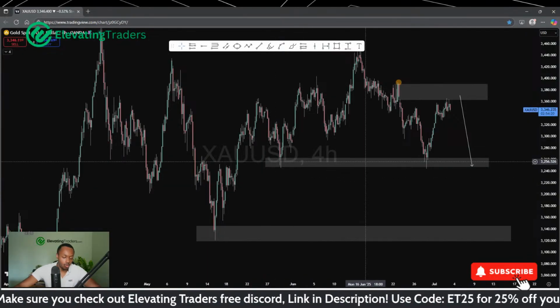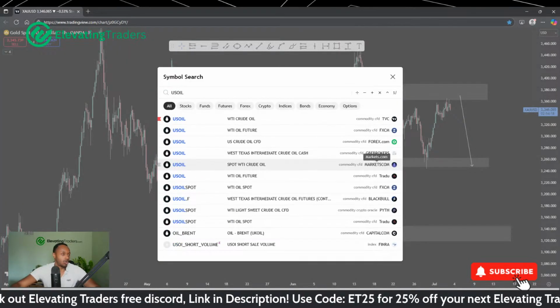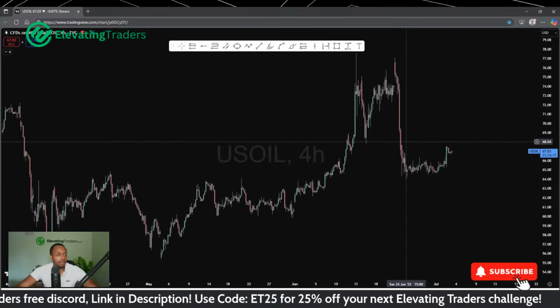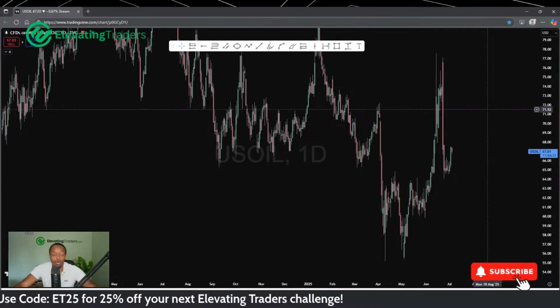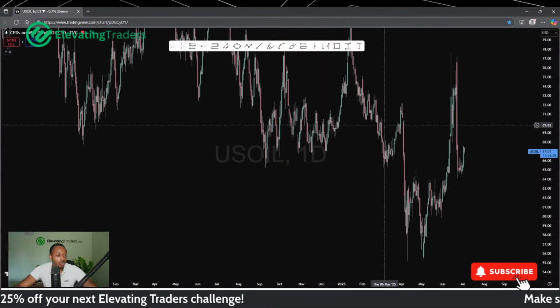In terms of oil, so last time I looked at this one, we were looking pretty bullish. Yeah, very strong push to the upside. So that's what I was looking for in oil. I also like the daily close there as well.